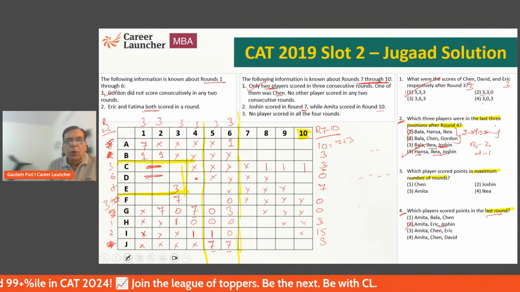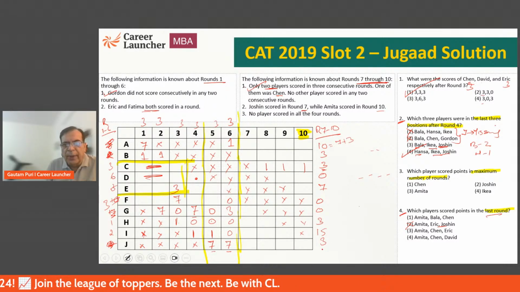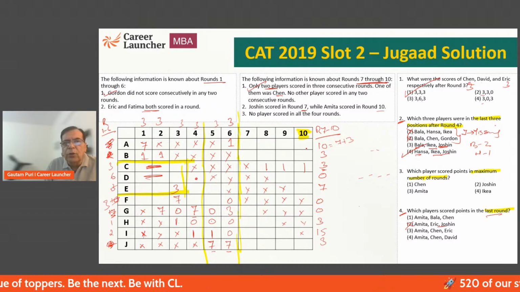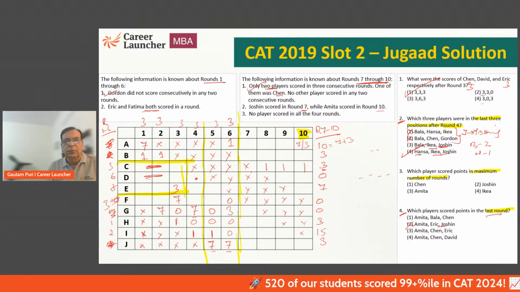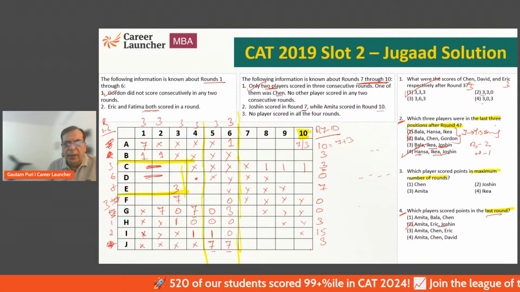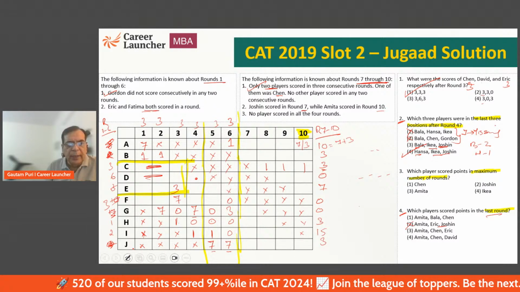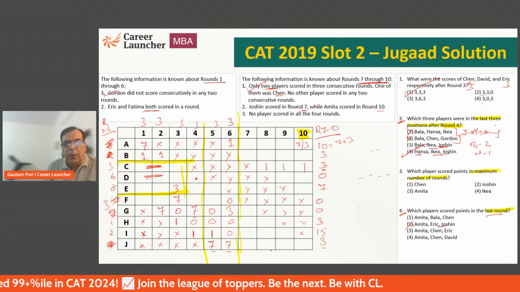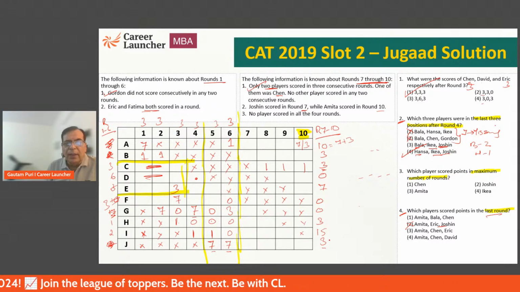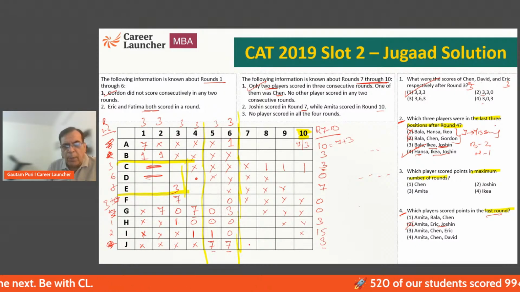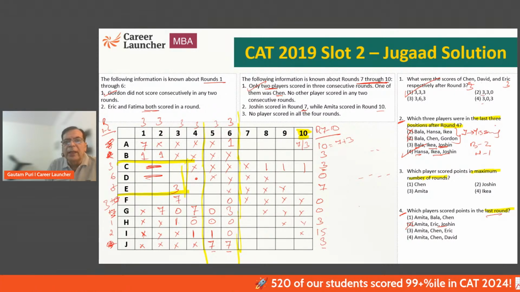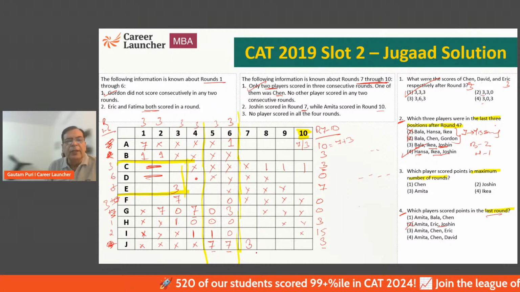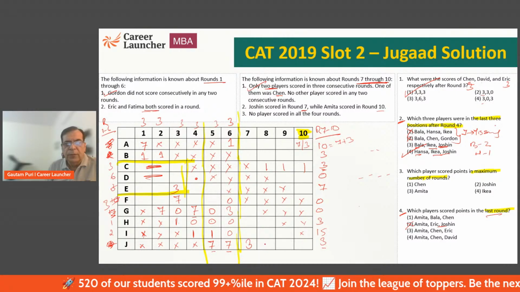So it says Joshin scored in round 7 and Amita in round 10. So Amita in round 10 could be 7 or could be 3. We don't know. It could be either of the 2. And what about Joshin? Joshin has scored in round 7. Joshin has scored 3 points. It cannot be 1, 1, 1 because these 3 1s are already taken. So 3 1s cannot be accommodated. And Joshin has scored in round 7, so it must be only 3 points in round 7.